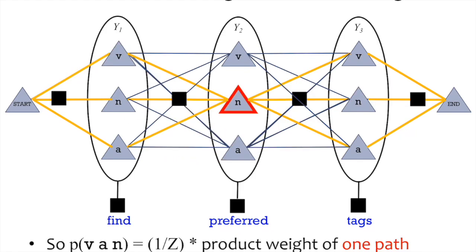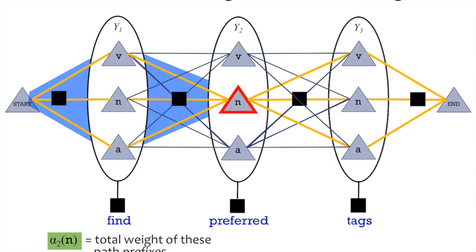And similarly, for example, if I want to compute y2 equal to noun, I have to go through all of these paths that go through noun. We are not going to do that. We didn't do this naively, but I want to give you an intuition. If you think about paths, that's what marginal means. And similarly for verbs.